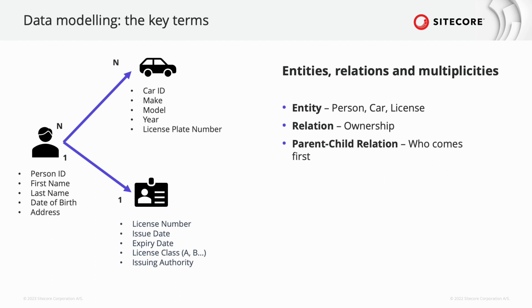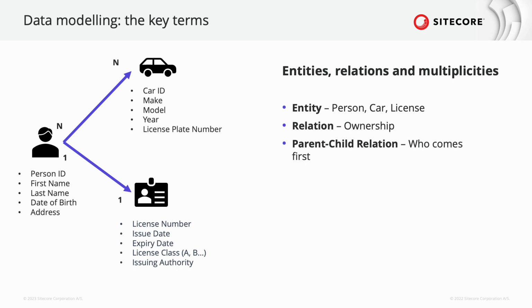Parent-child relation. So actually, it's about who comes first. Who is the most important here and who comes first in the hierarchy? A parent-child relation is a type of relationship in data modeling that typically involves two entities, where one entity, the parent, is associated with one or more instances of another entity, the child. This relationship implies a hierarchical or nesting structure where the parent entity holds a higher level position and the child entity is subordinate or dependent on the parent entity.